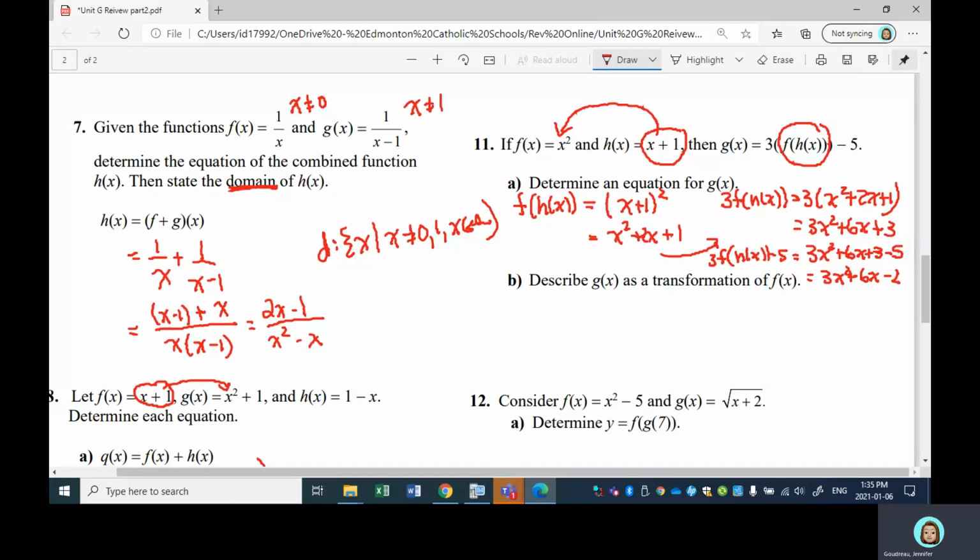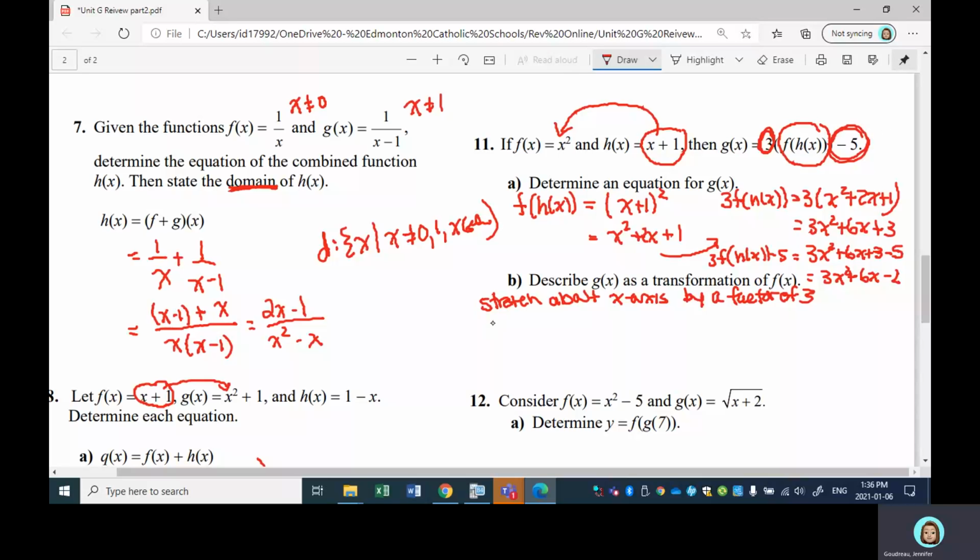Describe g at x as a transformation of f at x. So we can kind of see that for sure. We've multiplied f at x by 3. We've also subtracted 5. So I know for sure that we will have a stretch about the x-axis. That's our vertical stretch by a factor of 3.